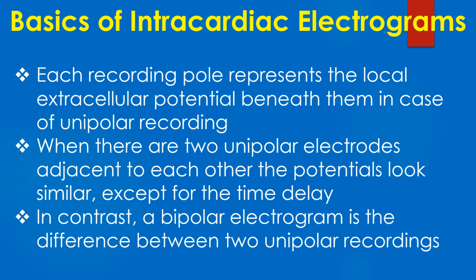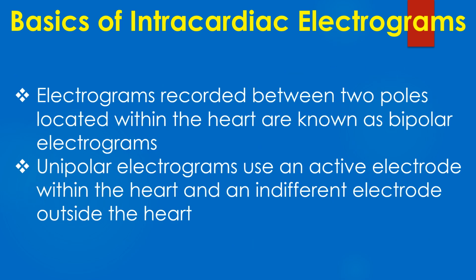Each recording pole represents the local extracellular potential beneath it in case of unipolar recording. When there are two unipolar electrodes adjacent to each other, the potentials look similar except for the time delay. In contrast, a bipolar electrogram is the difference between two unipolar recordings. Electrograms recorded between two poles located within the heart are known as bipolar electrograms. Unipolar electrograms use an active electrode within the heart and an indifferent electrode outside the heart.